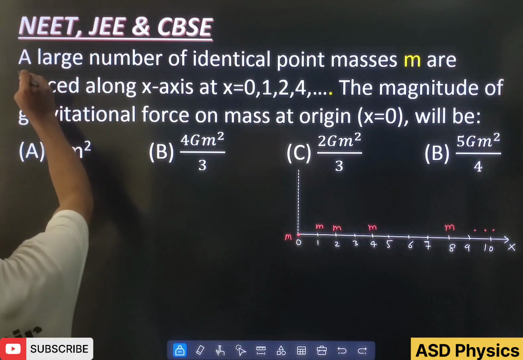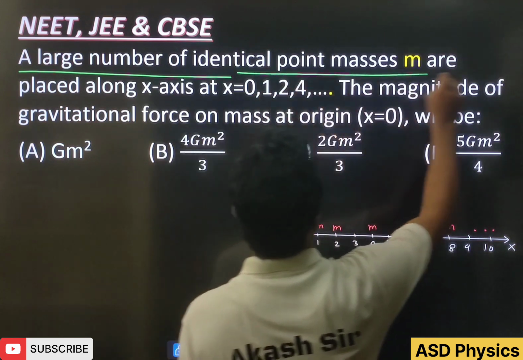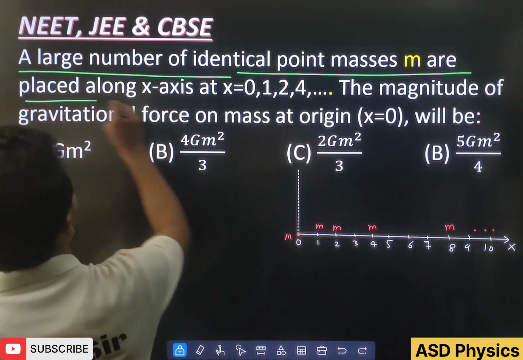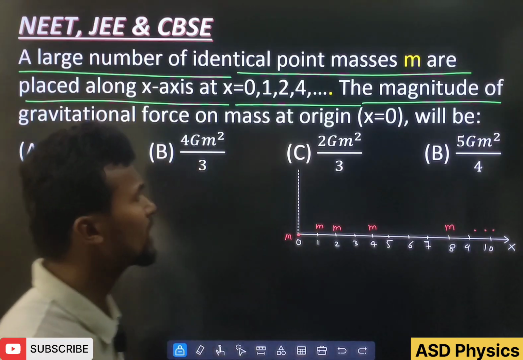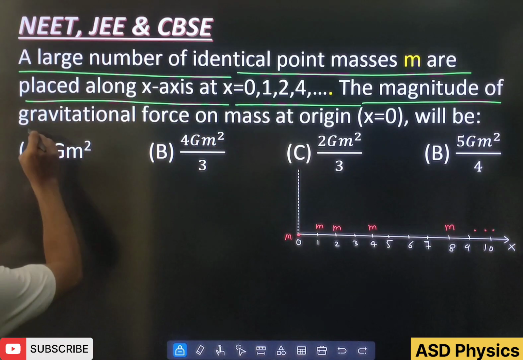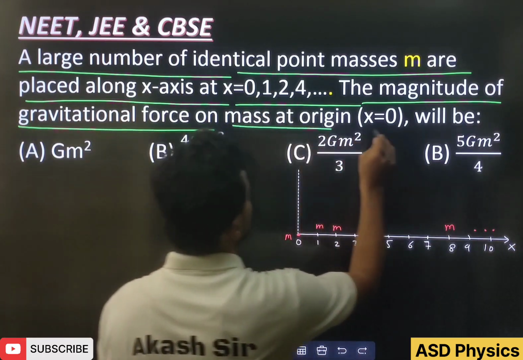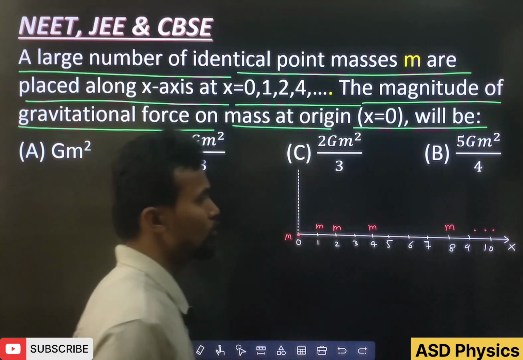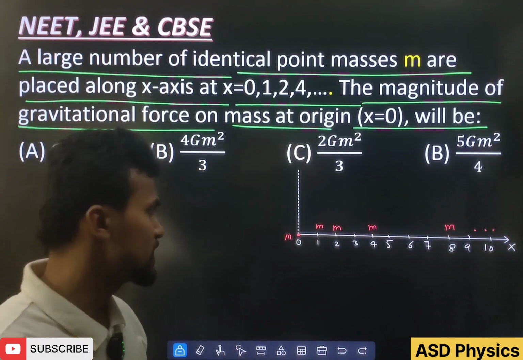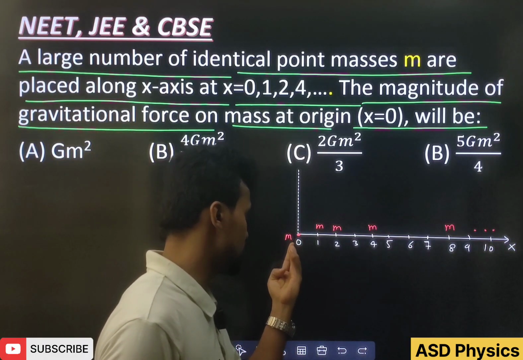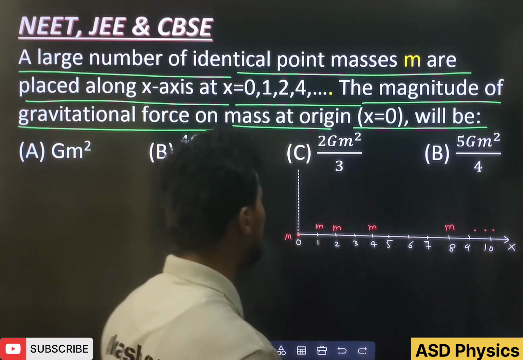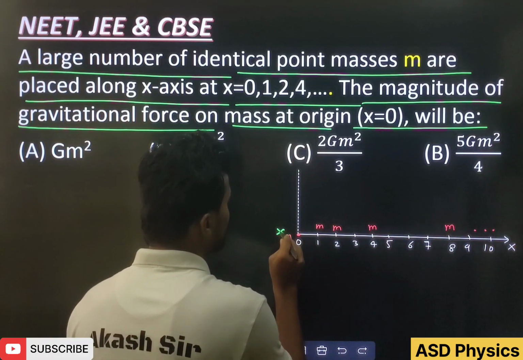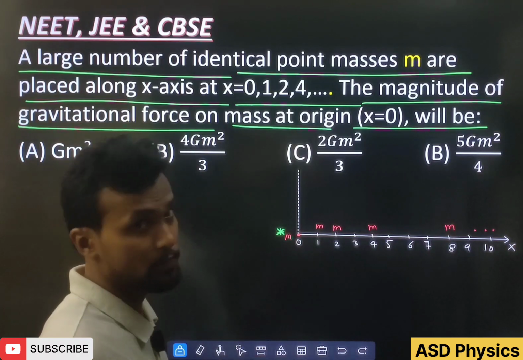Okay, so see, the question is: a large number of identical point masses M are placed along the x-axis at x equal to 0, 1, 2, 4, 8, 16, 32, 64 and so on. Gravitational force on mass M at the origin will be how much? Okay. So see here students, here I have taken the mass at 0, then 1, then 2, then 4, then 8, like this it is going.